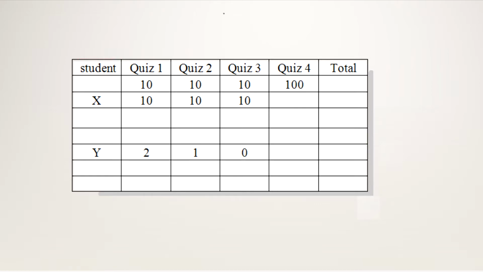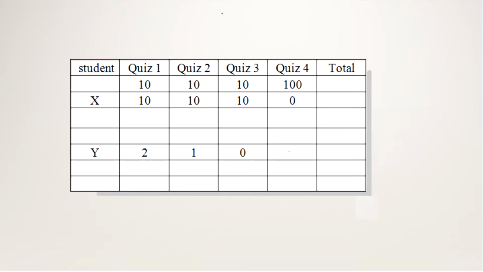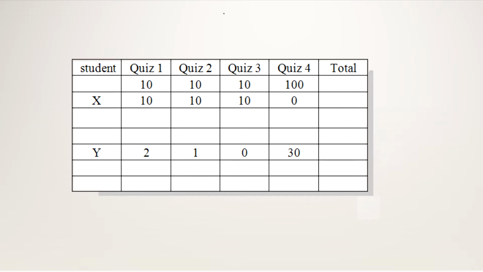But during the long quiz of 1 to 100 items, X was sent on an errand by another teacher because of an accident, so X was not able to take the long quiz. Hence, X got 0 while Y got 30. Let us see the scores.